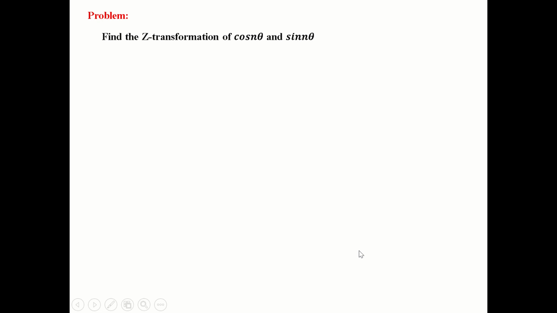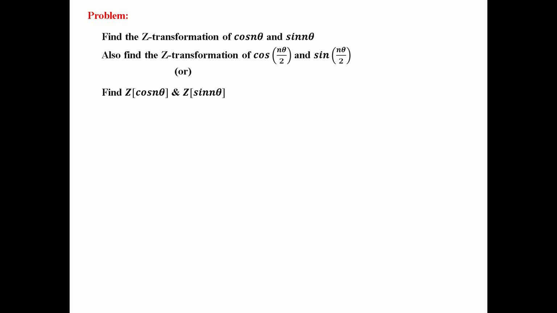Next problem. Find the Z transformation of cos nθ and sin nθ. Also find the Z transformation of cos nθ/2 and sin nθ/2. So same thing, Z of cos nθ is nothing but Z transformation of cos nθ, and Z of sin nθ is Z transformation of sin nθ. Right? We'll see the solution.